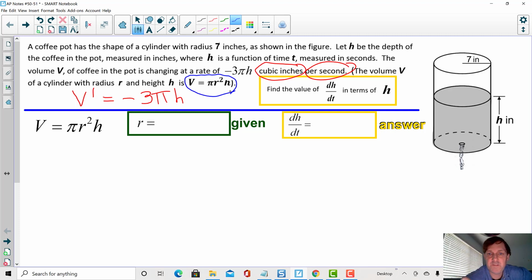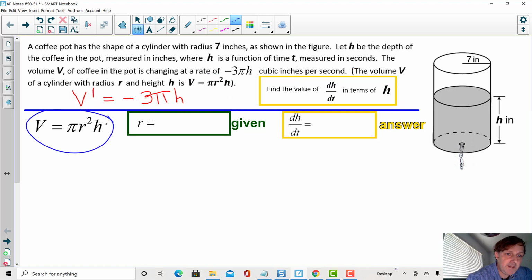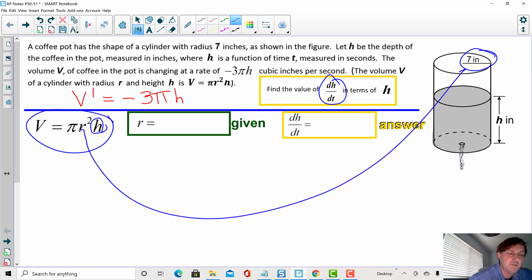Now, in this question, it says find the value of dH dt in terms of h. So your final answer will be a function of h. Now, this volume formula has an h in it, so when we do the derivative, we will get an h prime, and that's good because that's our final answer. However, we do have one constant amount here. The radius is 7. So we're going to want to plug in the 7 before we do the derivative. And that way we won't have to do the product rule. Instead of having an r and an h, we'll just have an h because the r will be replaced with a 7.